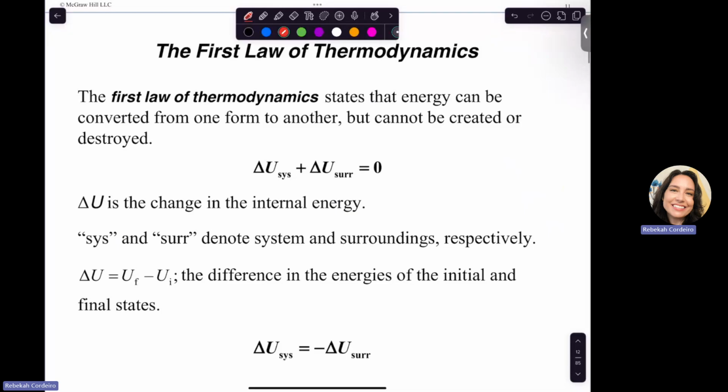We're going to talk about the laws of thermodynamics in this chapter. The first law is that energy cannot be created or destroyed. So we transfer energy, we can change the forms of energy, but we can't create or destroy energy. And so this delta U is the change in internal energy, and the change in the internal energy of the system versus the surroundings is the same but opposite, because if the energy is coming out of the system, it has to be absorbed by the surroundings. So it's just the opposite of the surroundings.